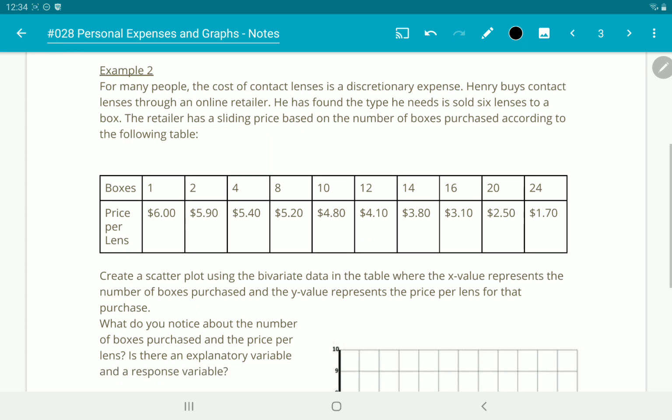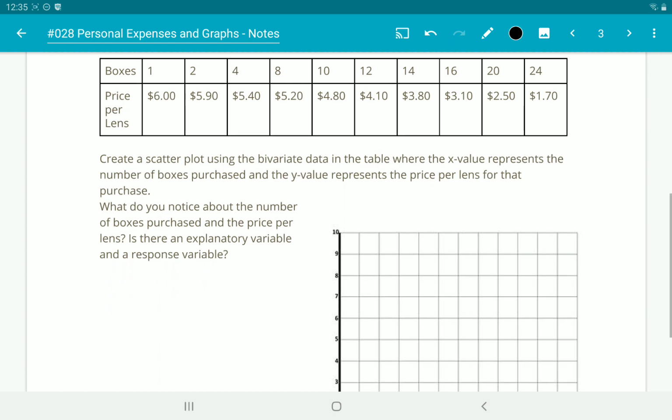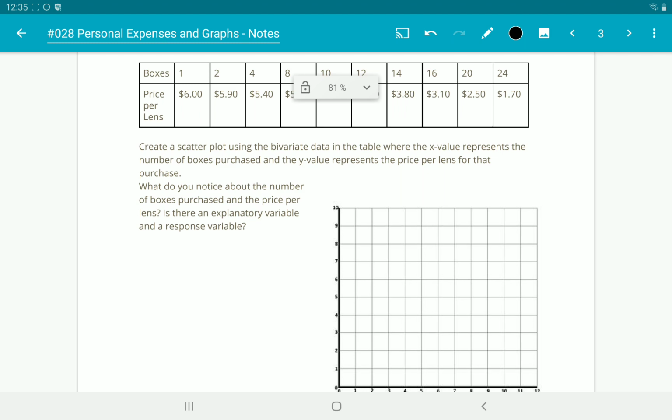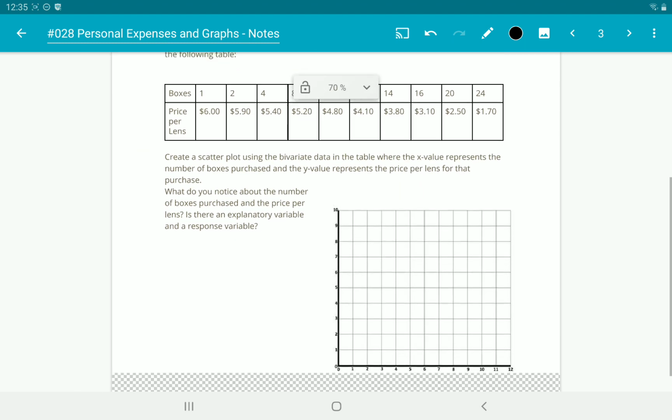So example 2. For many people, the cost of contact lenses is a discretionary expense. Okay, so it's not necessarily essential because they could wear their glasses. Henry buys contact lenses through an online retailer. He has found the type he needs is sold 6 lenses to a box. The retailer has a sliding price based on the number of boxes purchased, according to the following table. So, it says to create a scatter plot using this bivariate data. So we have the boxes and we have the price per lens.